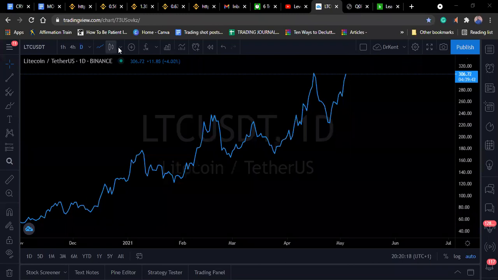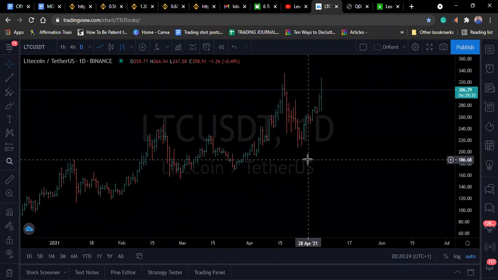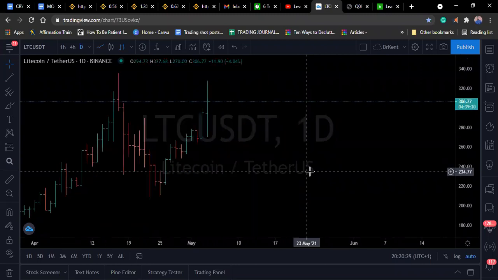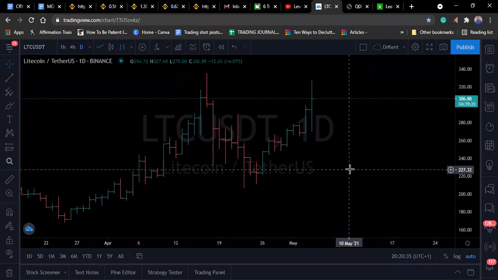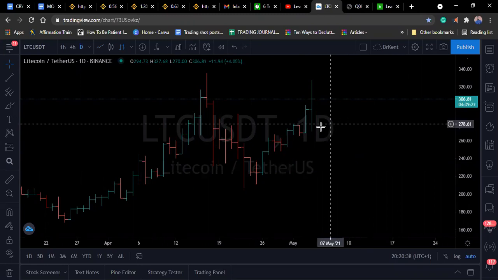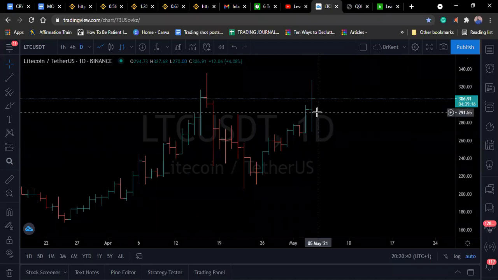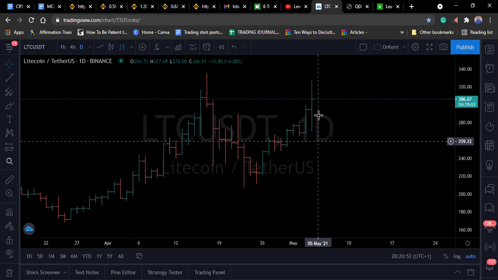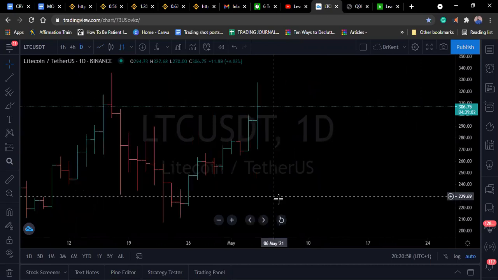So the next chart is what you refer to as the bar chart, which is this. Now, the bar chart has the same information that the line chart has, but it's a little more detailed in the sense that it doesn't only show you where the price closed or where the price opened, it also shows you the trading range, how far price went down and how far it went up before it eventually closed in a particular place.